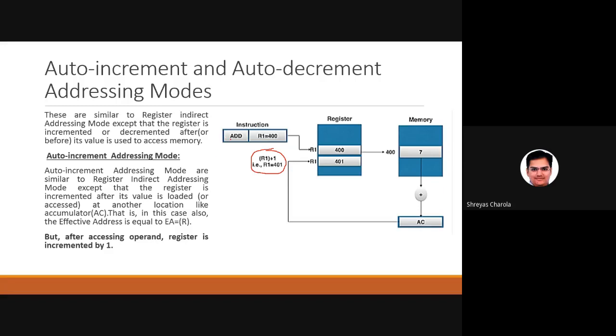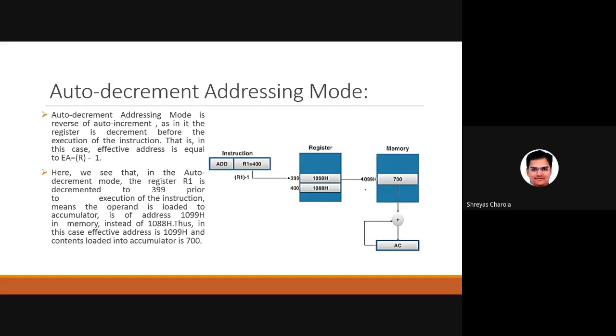Let's suppose you do ADD R1. That means R1 holds the address, so 400. It will go to 400, add this 7 to the accumulator, and the answer will be stored in the accumulator. After the data has been stored, R1 automatically increments to 401. It will go to the next address 401 and do the same process. That is what we call auto increment. In the same way we have auto decrement. Once you read this data, it will decrement by 1 by itself, to 399.